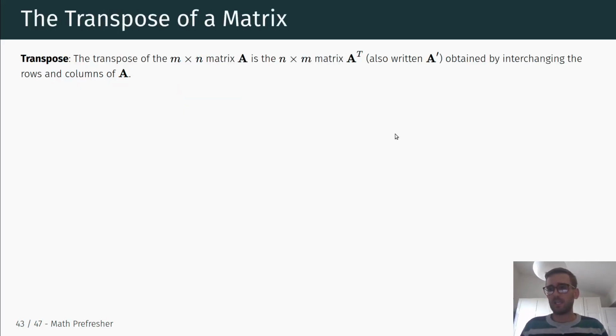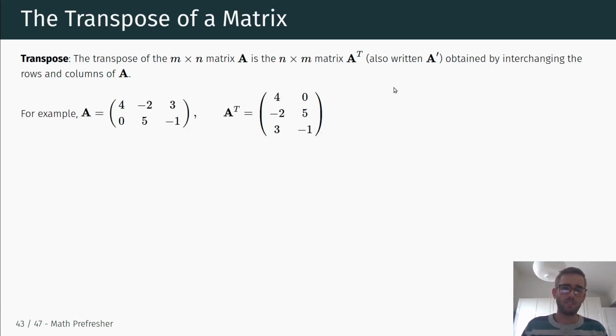Another important topic in matrix algebra is the transpose of a matrix. In general, the transpose of the m by n matrix A is the n by m matrix A^T, also sometimes written as A prime, which is ultimately just obtained by interchanging the rows and columns of A. So we're just flipping around the dimensions. In other words, if we have the matrix A that looks like this, the transpose of that matrix is just flipping around the rows and columns. So the first row here becomes the first column, and so on.